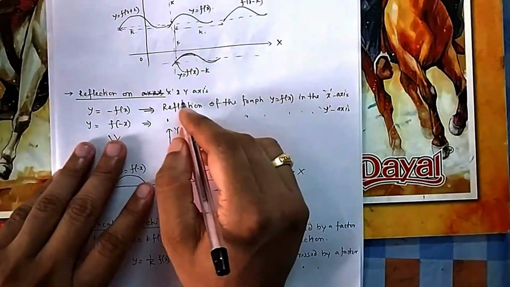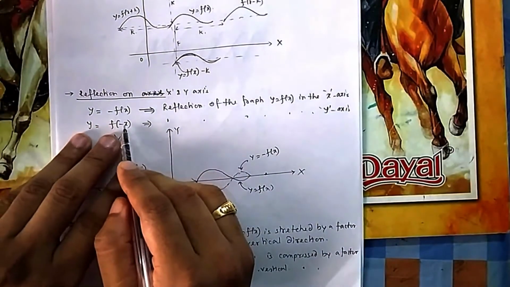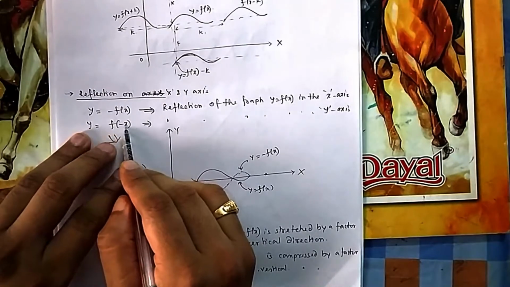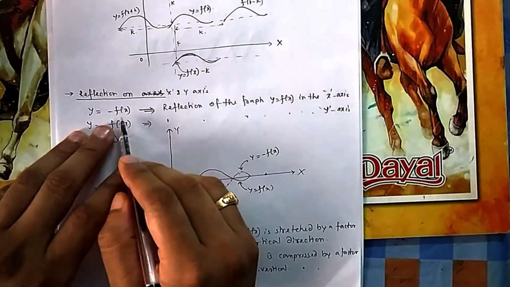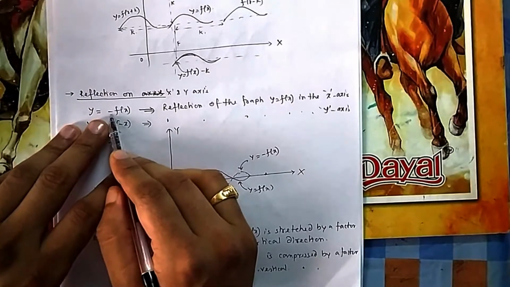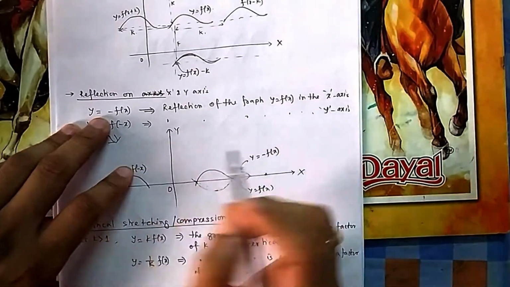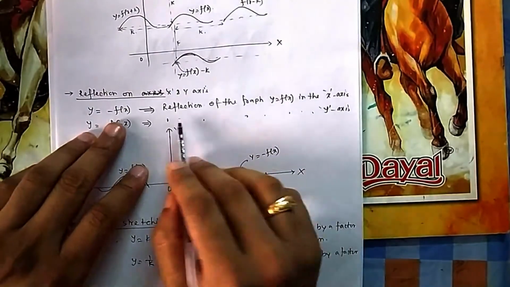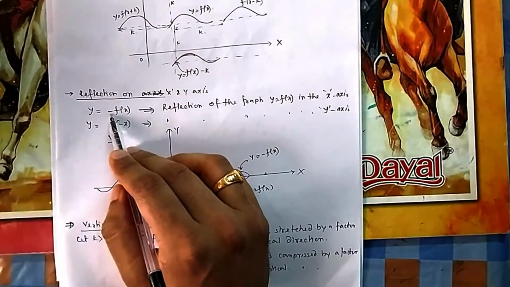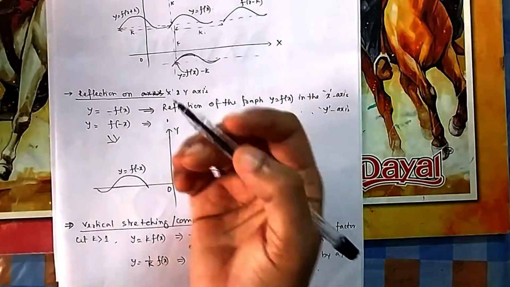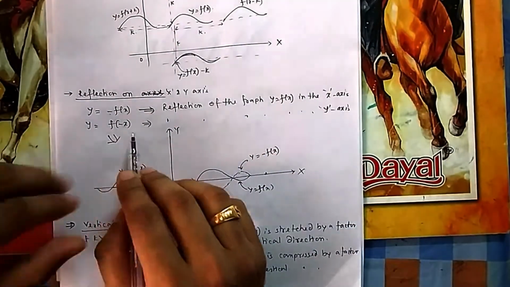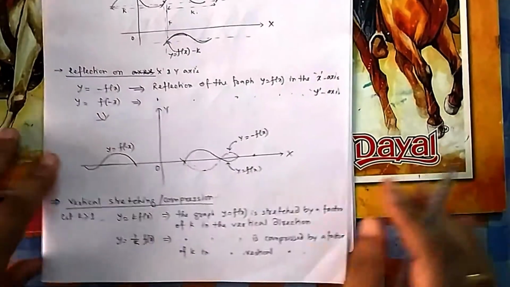Now next is reflection on the x and y axis. You can see you are doing something on x. Something on x means it will get reflected in y. If you are doing something on the output, that means that will be reflection on x. You can think of it this way because coordinate geometry is just opposite to each other. So if you put a minus on the output, that means you are doing something minus on y, so it will get reflected in the x axis. If it is something on the input, that is on x, then it will get reflected in the y axis.